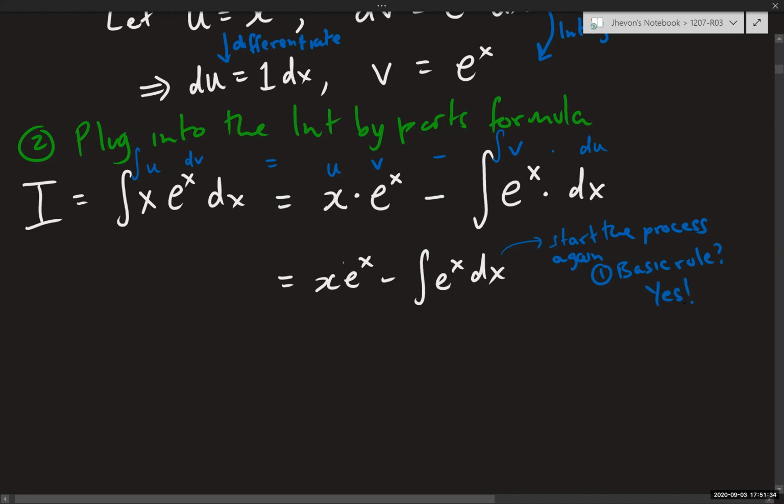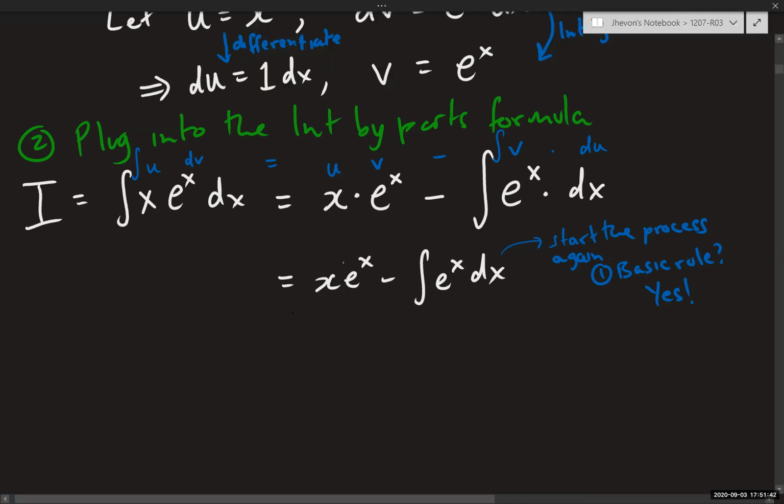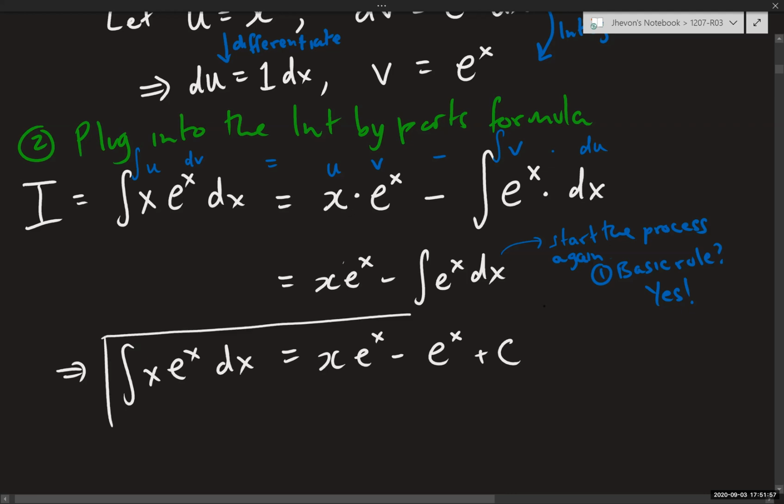It turns out that the integral on the right side is now actually a lot easier than the integral on the left side. And once I notice that, now I just compute the integral. So it's x e to the x minus the integral of e to the x, which is e to the x, plus c. And so I've computed that the integral of x e to the x dx is that expression.